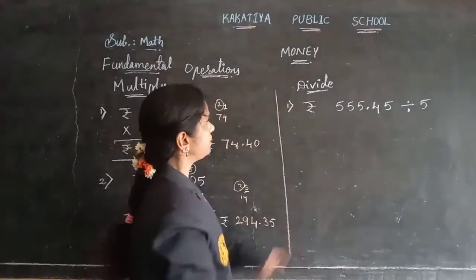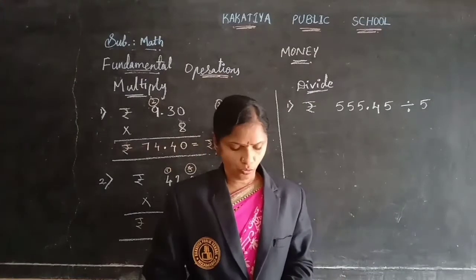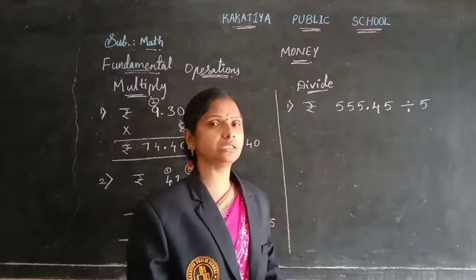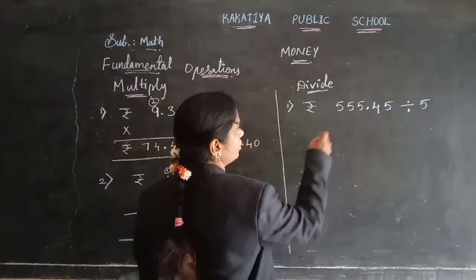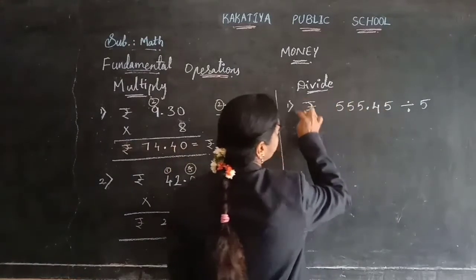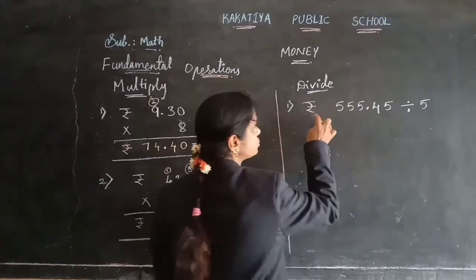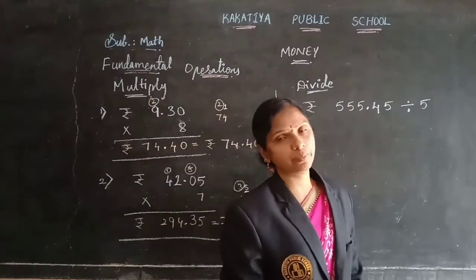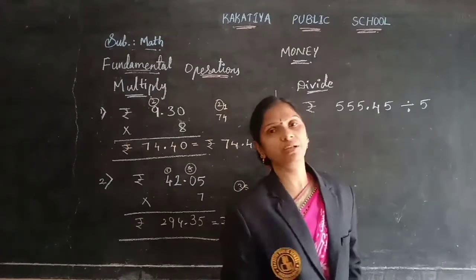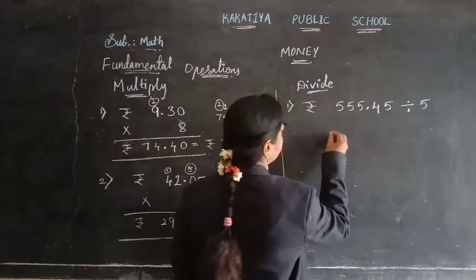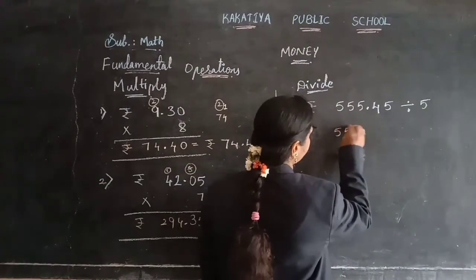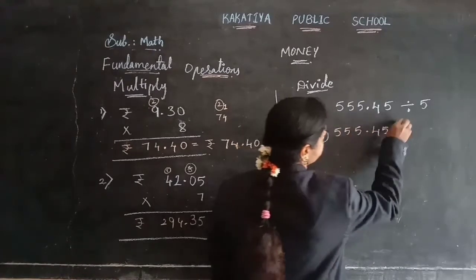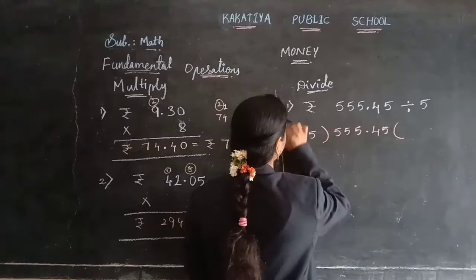Division. The next problem is division, children. Okay, so how to do the division here? Already you know the normal division, children. Here also it is the same. Now this is the given first number. This number we are dividing now. So 555 rupees and 45 paise will be the dividend, and the 5 table will be the divisor. Okay. So here let's take 555.45. We are dividing by the 5 table.